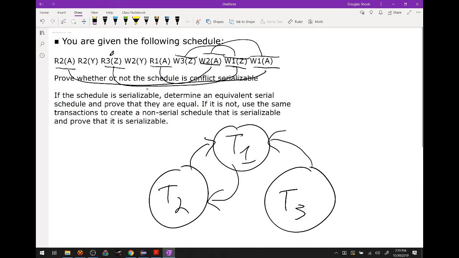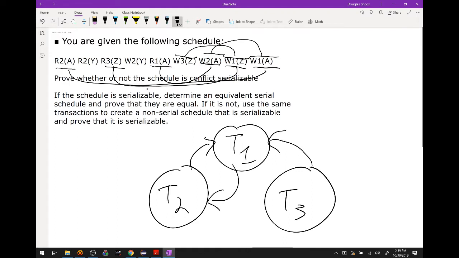Any other ones that I missed? I think I got them all. Pretty sure I got them all. And so this is what our completed graph looks like, and we see there's a cycle here between T2 and T1. So we have definitively proven that this is not conflict serializable. This is not a serializable schedule. And so this second part now, it says, all right, if it's serializable, determine equivalent serial schedule. Well, it's not serializable, so we need to do this part.